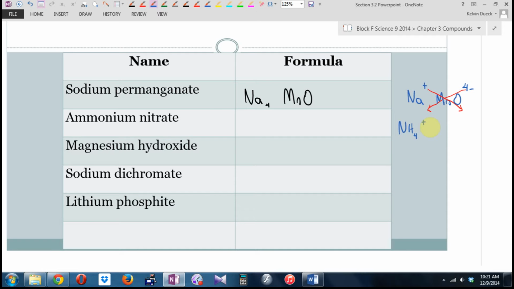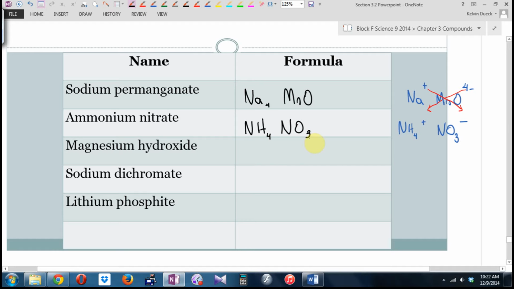Damien, what's nitrate? Not nitrite, not iodide. I know the naming is stupid, but you have to pay attention. I can't change that. Nitrate is NO3. Charge? Negative. So this is a nice crisscross: 1 and 1. It's going to be 1 ammonium ion, a polyatomic ion, and 1 nitrate ion.